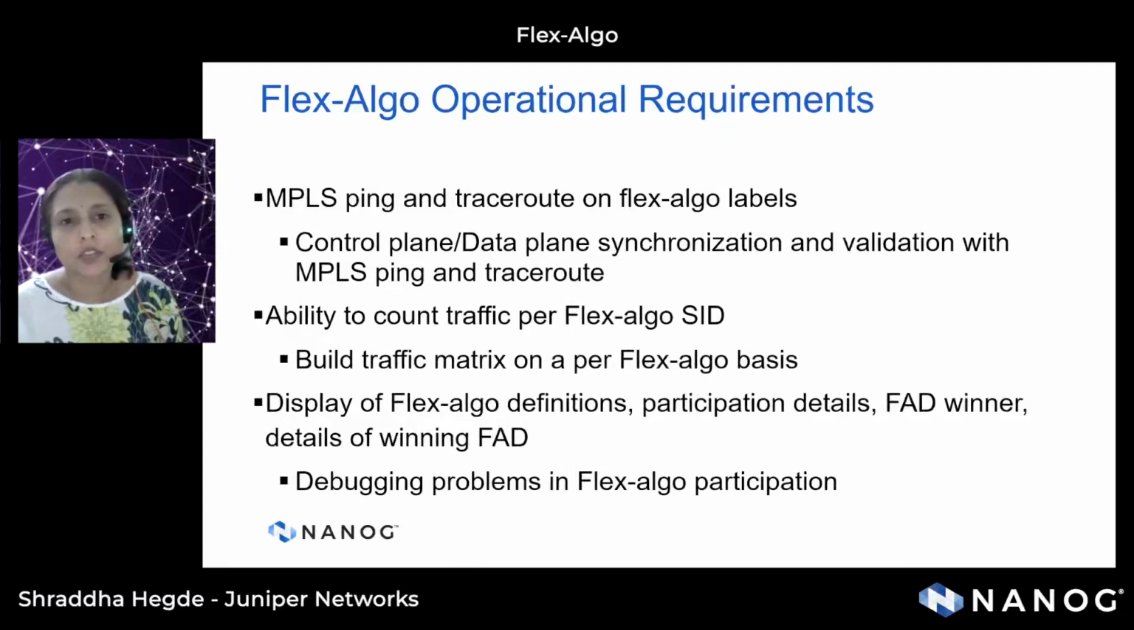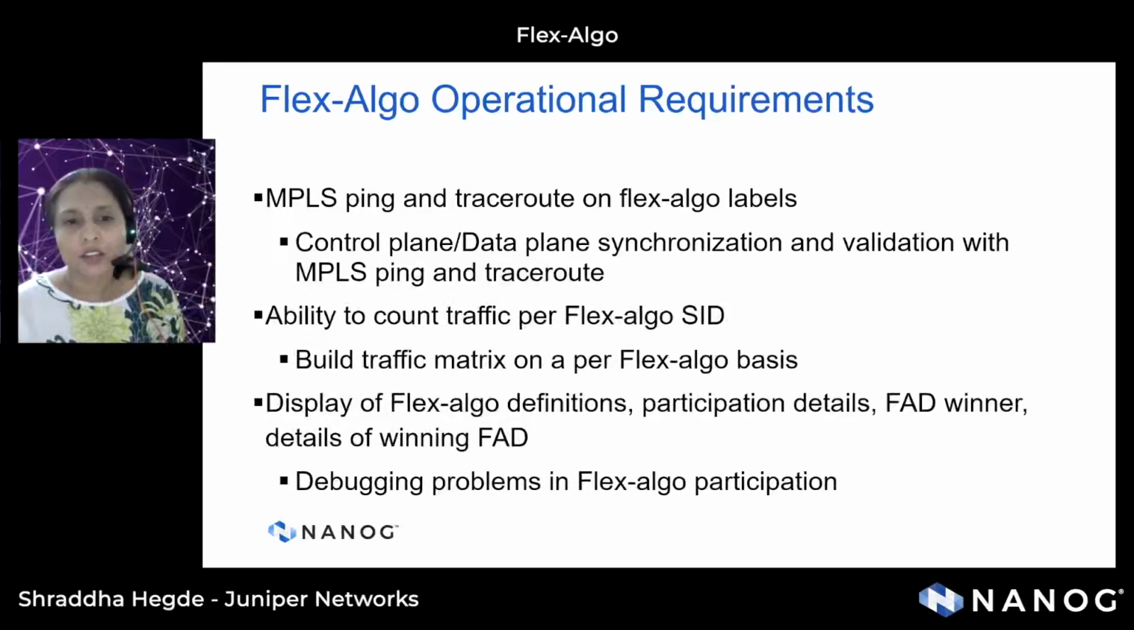So MPLS ping and trace route is a very powerful tool, especially the trace route for exploring all the ECMP paths in a network. And for FlexAlgo use cases that use MPLS data plane, SR-MPLS data plane, it's very useful to have MPLS ping and trace route support for the FlexAlgo labels. So another requirement is the ability to build demand metrics, like traffic demand metrics, on a per FlexAlgo basis. So the ability to count the traffic on a per FlexAlgo SID is something that is very useful.